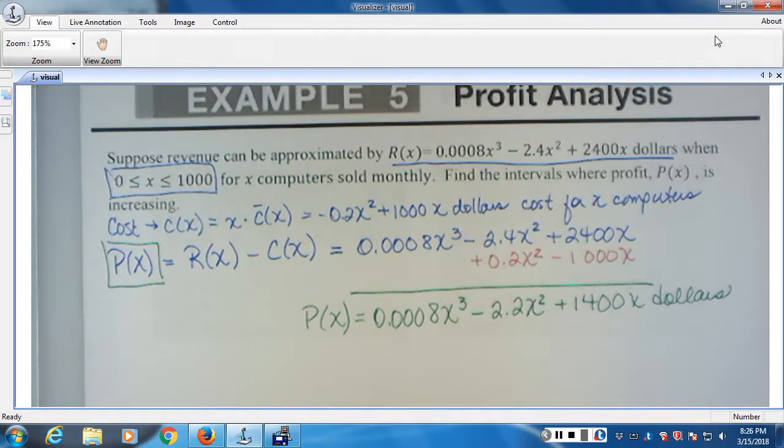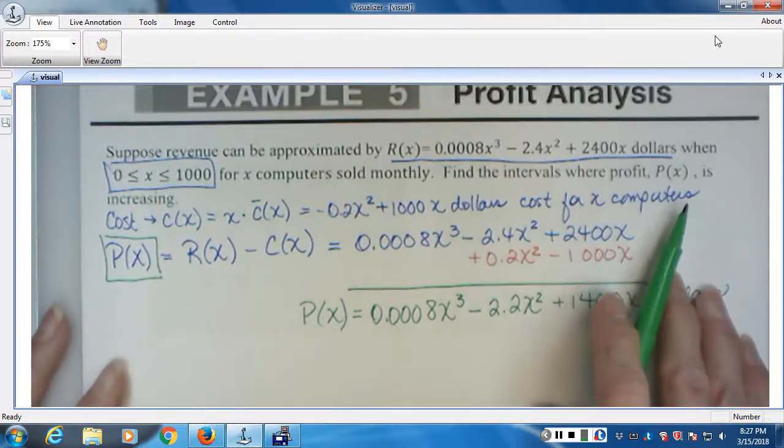Would you care when your profit is increasing? You care as long as it's increasing. You want your profit to go up. You also will care when your profit starts decreasing, right? In fact, what would you like most to know about your profit? How much it's increasing by, and when is it going to be the highest? When is the value of the derivative going to be 0? Because that's what you want to hit. You want to hit that many computers. So find the intervals where the profit is increasing.